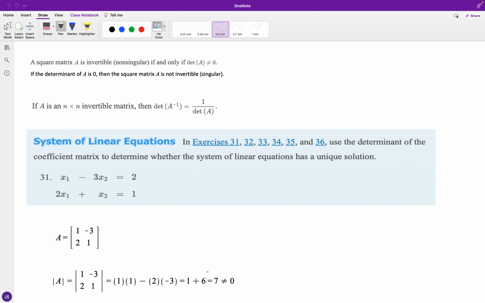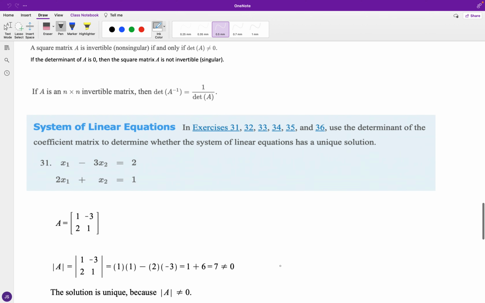Now, for the determinant, we're going to have 1 times 1 minus 2 times negative 3, and that's going to be 1 plus 6, which is 7, which does not equal 0. And so in this particular case, we're not going to have a unique solution.